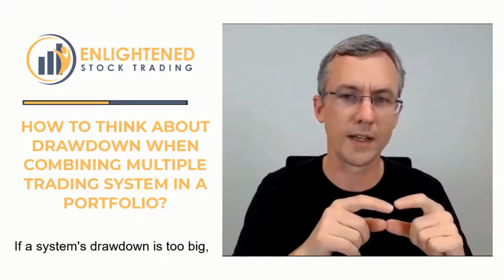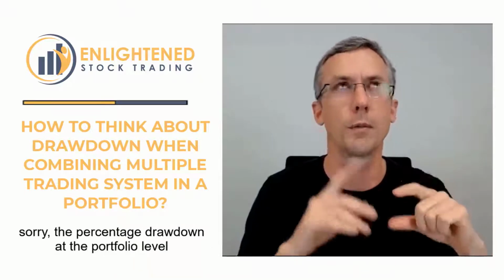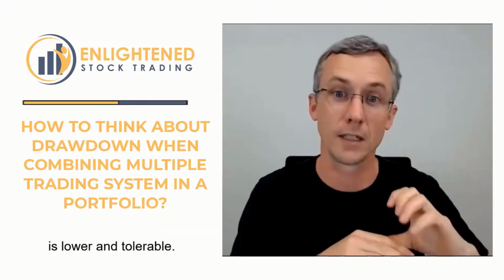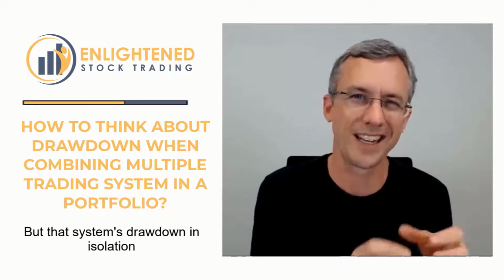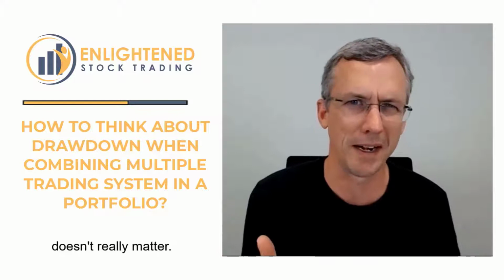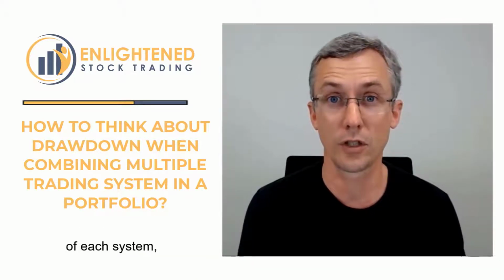If a system's drawdown is too big, then you shrink its capital so that the percentage drawdown at the portfolio level is lower and tolerable. But that system's drawdown in isolation doesn't really matter. And the trick is really to understand the dynamic of each system.